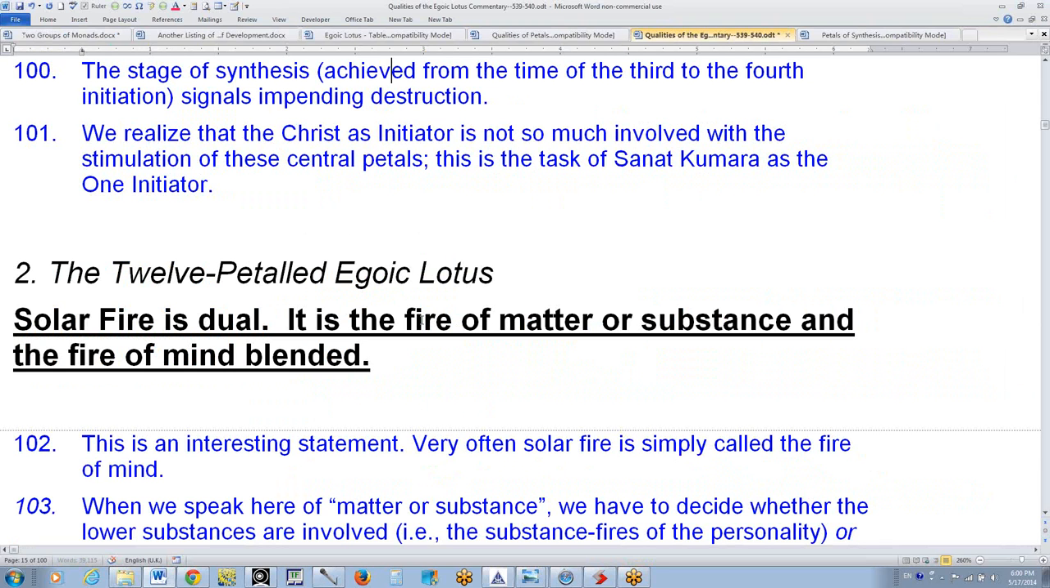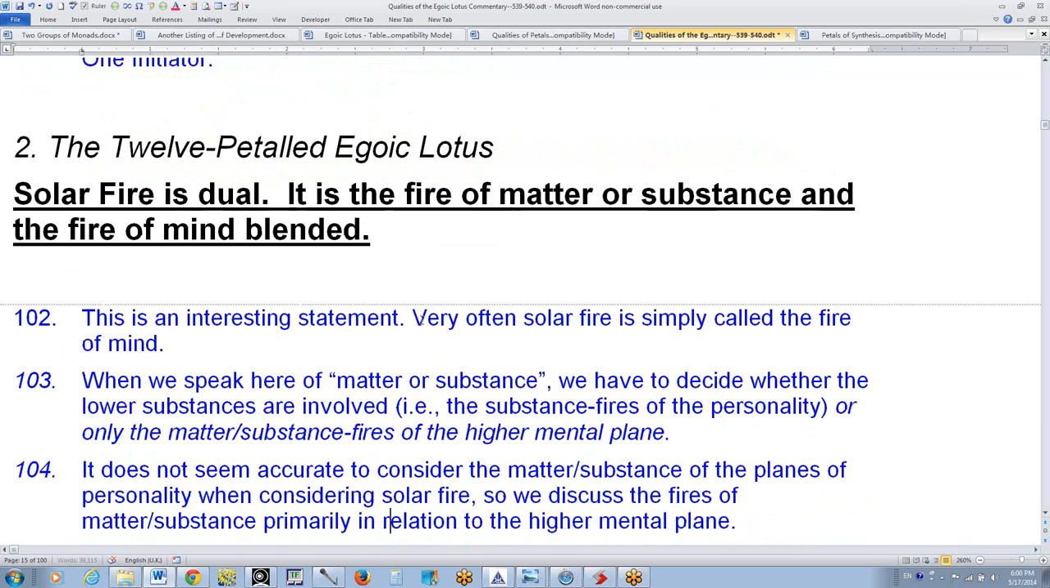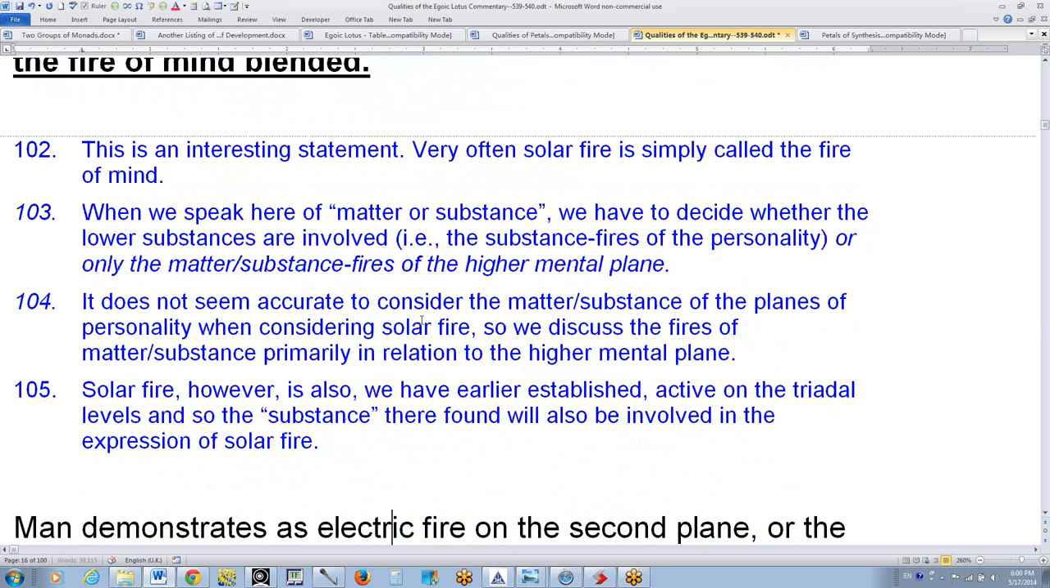So solar fire is dual. It is the fire of matter or substance and the fire of mind blended. This is a very interesting statement. It's simply often called the fire of mind or the fire of love. When we speak of the matter of substance, we have to decide whether the lower substances are involved, the substance fires of the personality, or only the matter-substance fires of the higher mental plane. And that seems better, it seems to me.